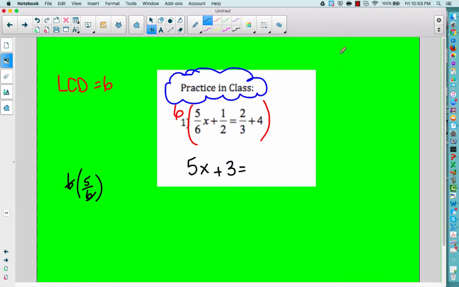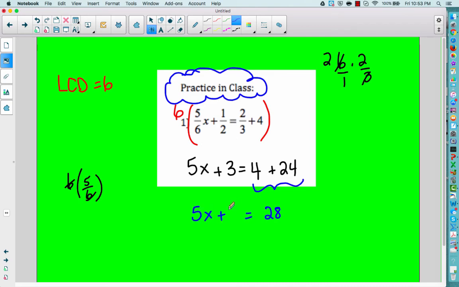I'm going to multiply 6 times 2/3. If I need to write it on the side, do so. 3 goes into 6 2 times, 2 times 2 is 4. Then I'm going to multiply 6 to that plain old 4. You have to multiply to every single piece of the equation. So I get 24. Now I notice that the 4 and the 24 are like terms, so I'm going to add them. Then I'm going to isolate the variable and solve the equation. So minus 3, and I get 5x equals 25, and so x equals 5.